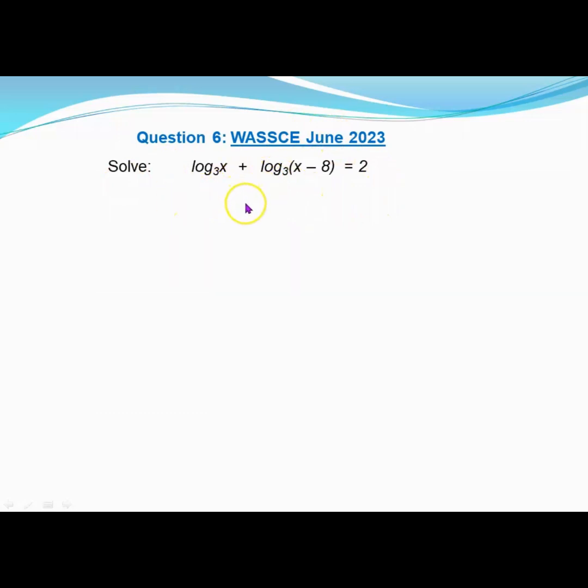logarithm question, right? Now, we see here that they are all in base 3. That is one thing that needs to come to your mind for you to know the law or the rules that you need to apply, right? So let's proceed. I have the solution.